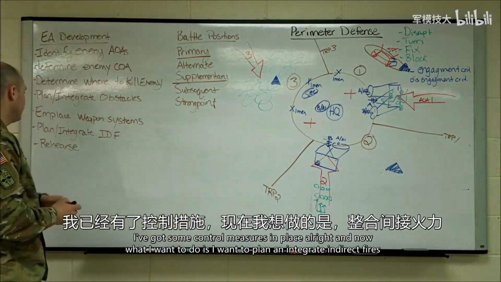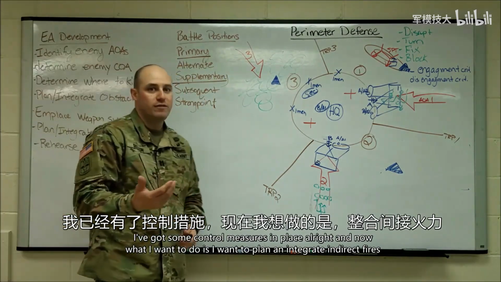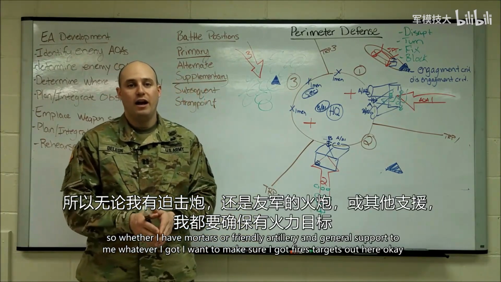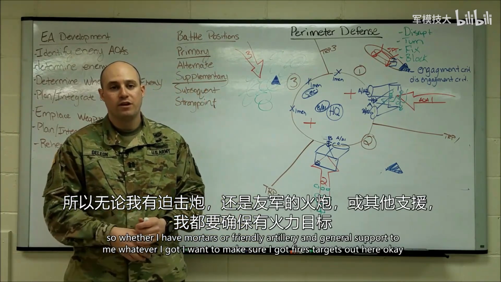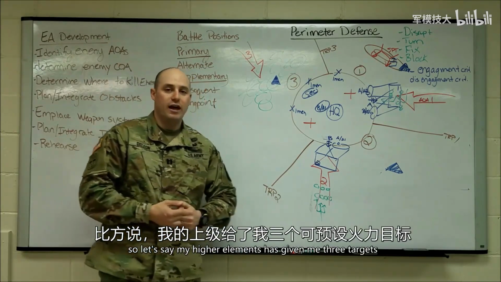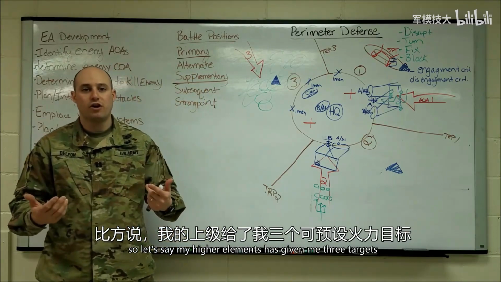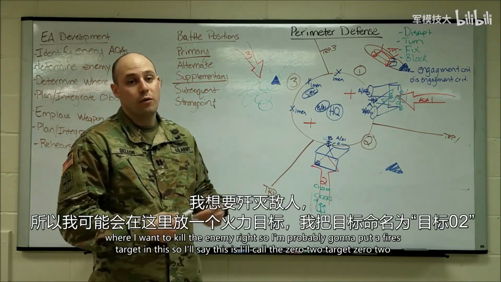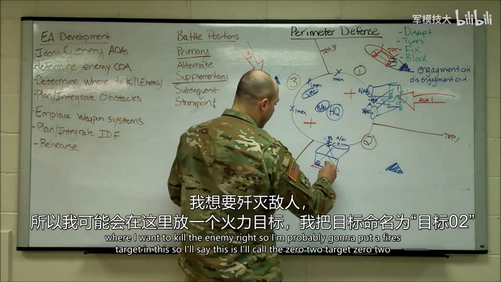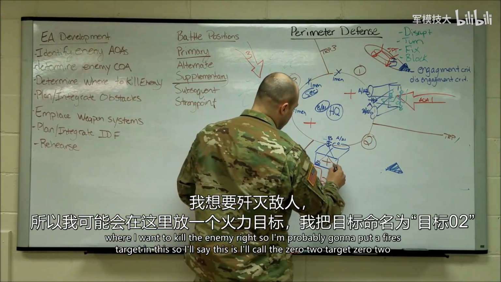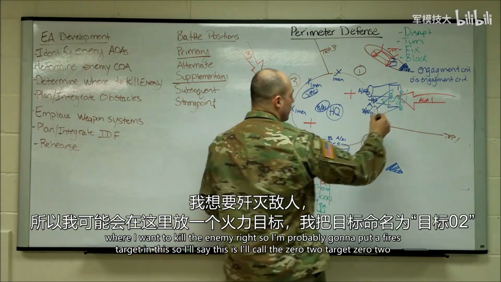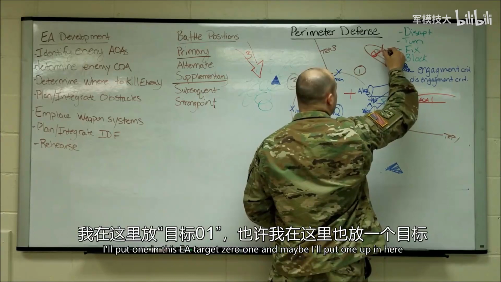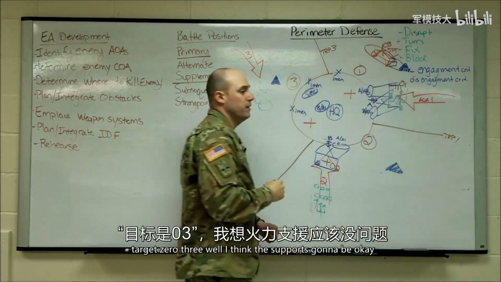And now what I want to do is plan and integrate indirect fires. So whether I have mortars or friendly artillery and general support to me, whatever I got, I want to make sure I got fires targets out here, okay? So let's say my higher element has given me 3 targets. Where would I probably put them? I want to mass and concentrate fires where I want to kill the enemy, right? So I'm probably going to put a fires target in this EA. I'll call this target 02. I'll put one in this EA, target 01, and maybe I'll put one up in here, target 03, where I think the support's going to be, okay?